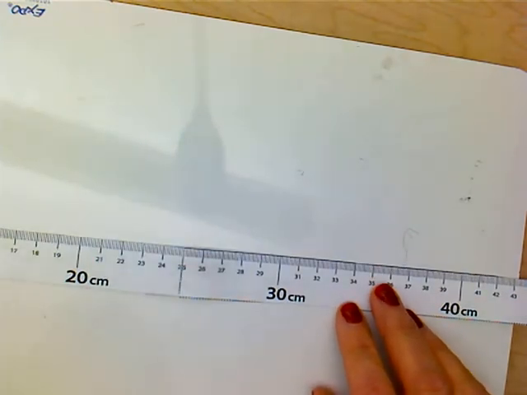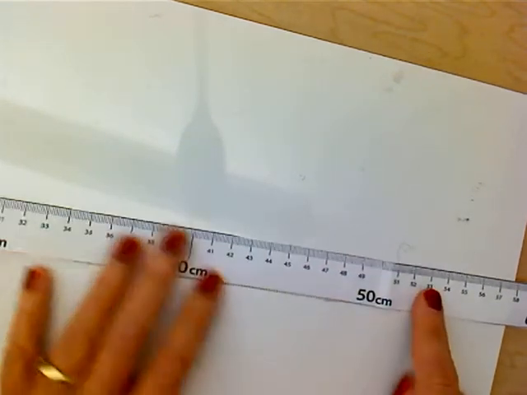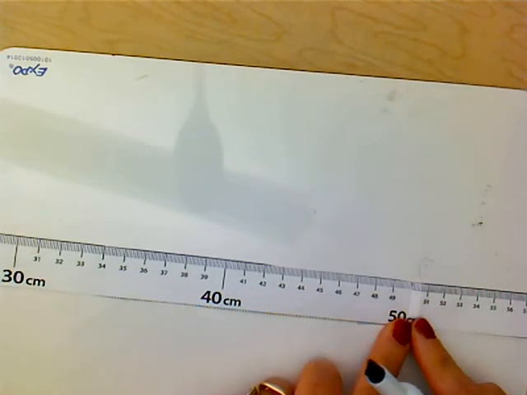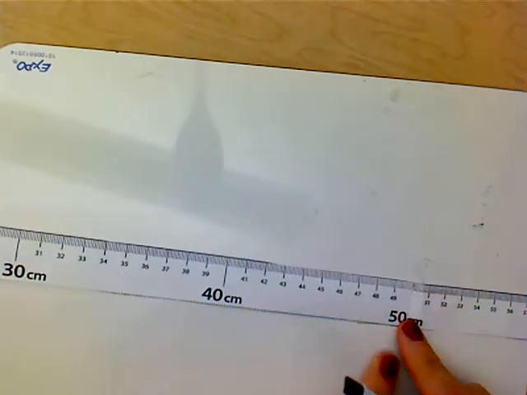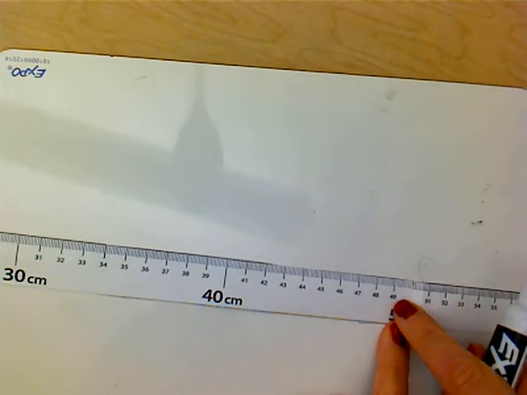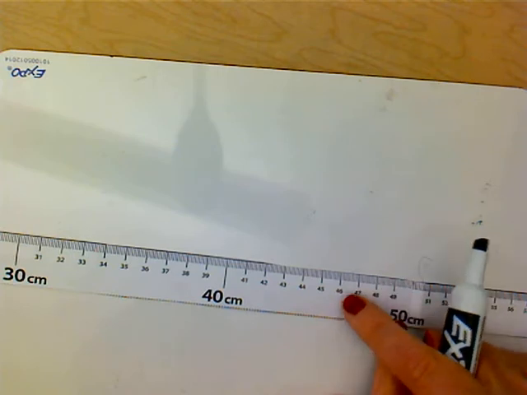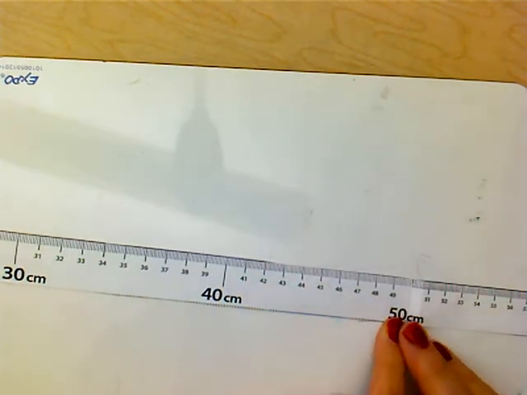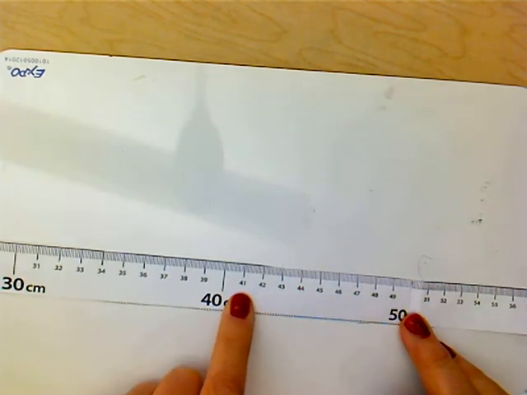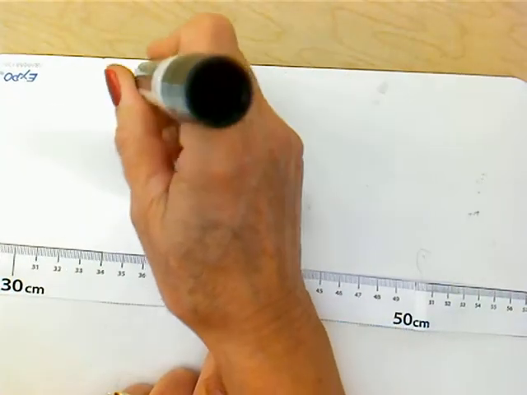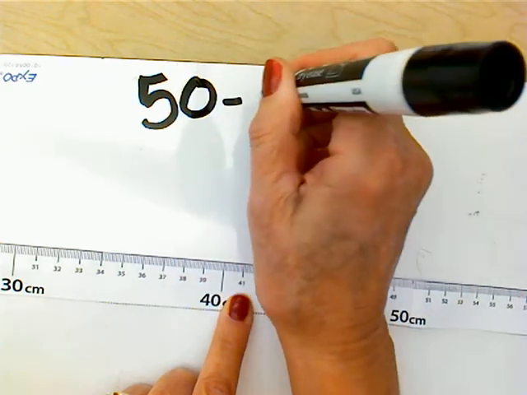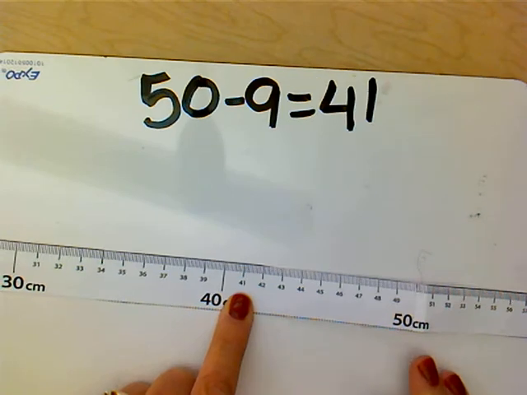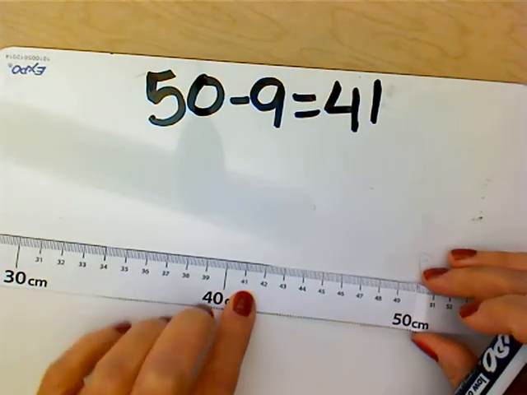And I need you, if you would please, to put your finger on 50. We're going to put our finger on 50 and we are going to count back 9. So finger on 50, counting back 9. 1, 2, 3, 4, 5, 6, 7, 8, 9. If you went from 50 counting back 9 and got to 41, you're exactly correct. So 50 take away 9 gets me to 41. I can use my meter stick as a number line.